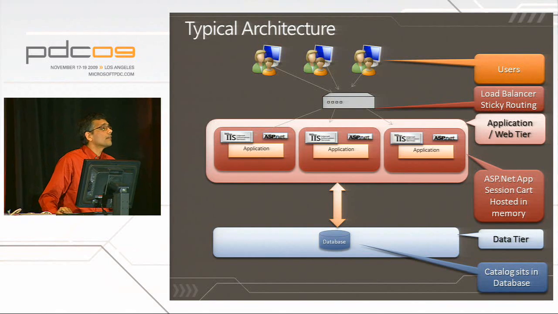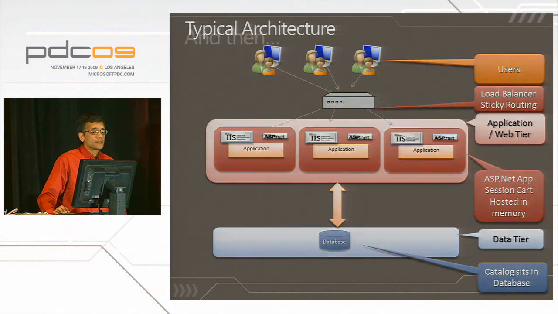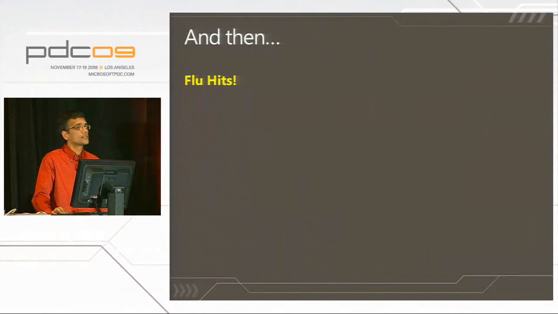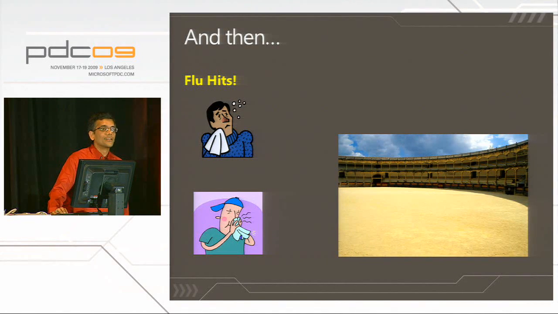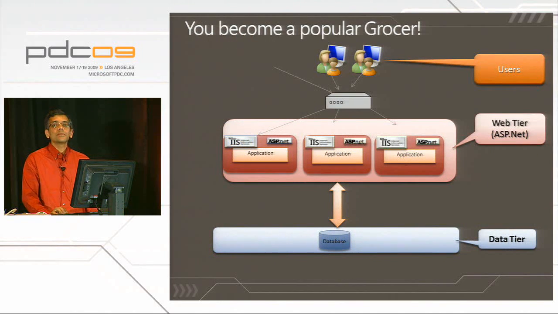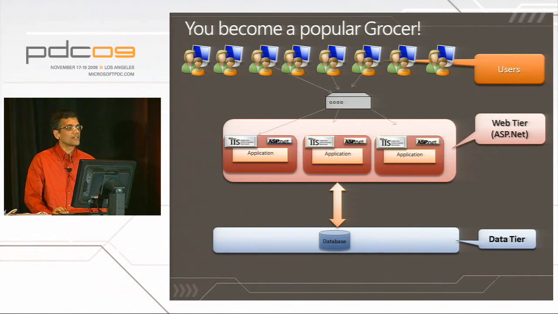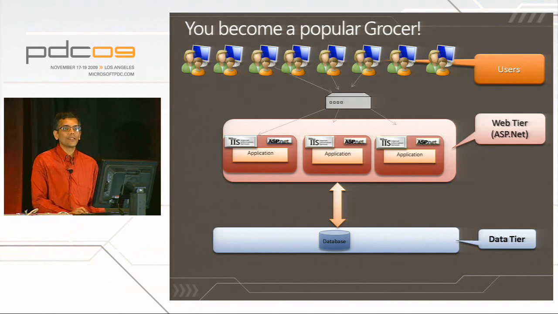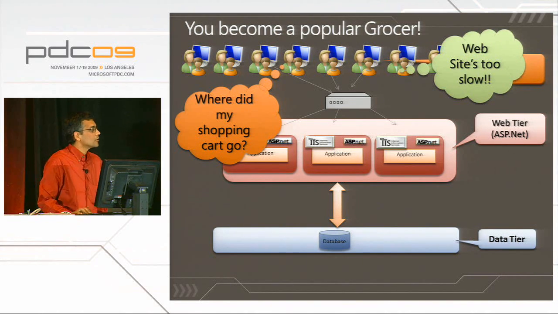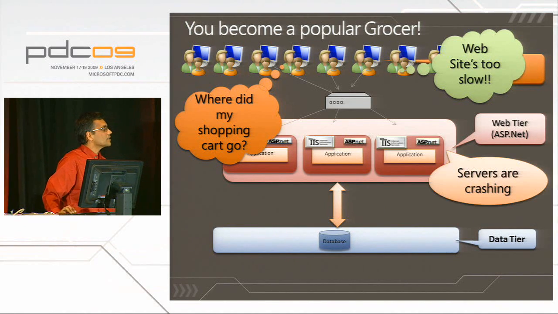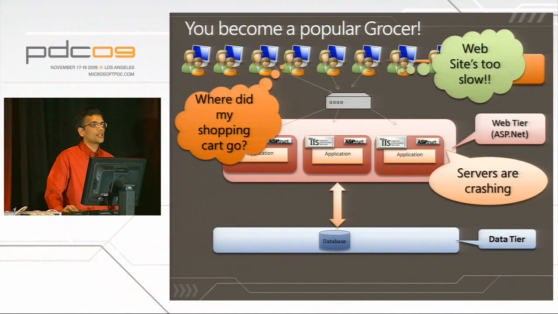Now, life's going on great, and then something happens. Let's say the swine flu hits, right? And then people don't want to go to the grocery stores anymore. They want to actually shop online, right? And so what happens? You become a very popular grocer at this stage, and suddenly you have a lot more customers that you can deal with. And things start to happen. Your website starts running slower. Your shopping carts start disappearing because your ASP.NET servers are timing out or crashing because of the load.